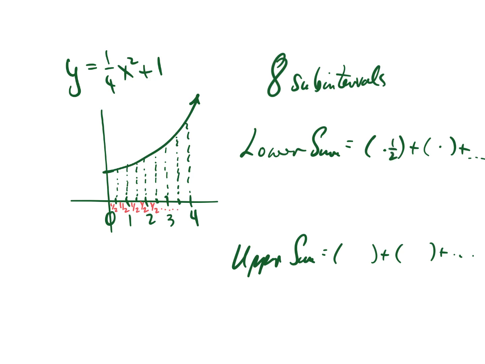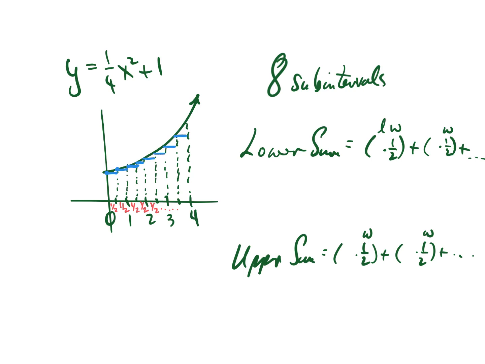So every width is a half. Okay, and of course, what's going to change is the lengths. For a lower sum, we're always going to use the lower of the 2 points. And I'm just going to try and get you the feel for that as I go across.